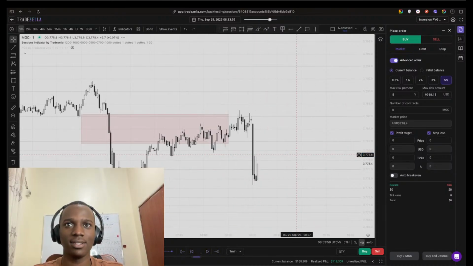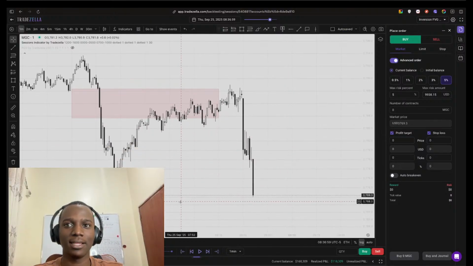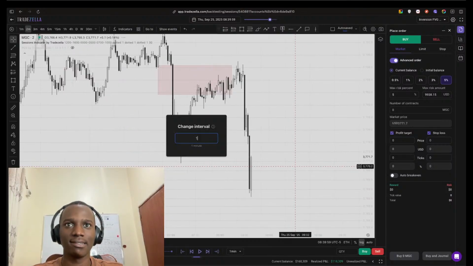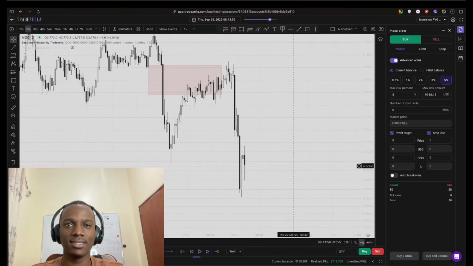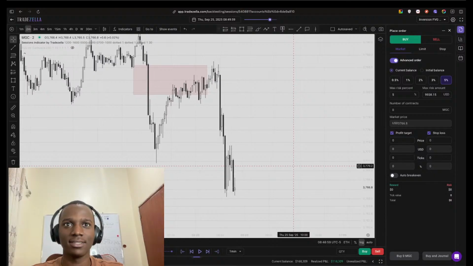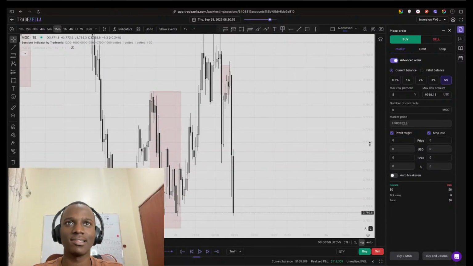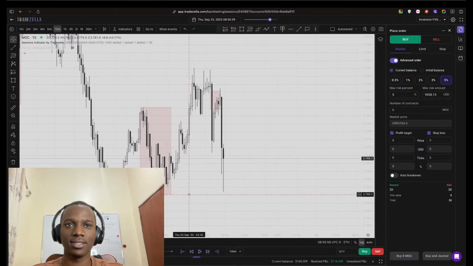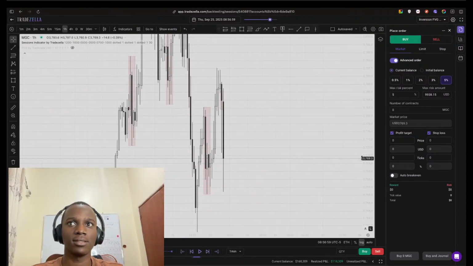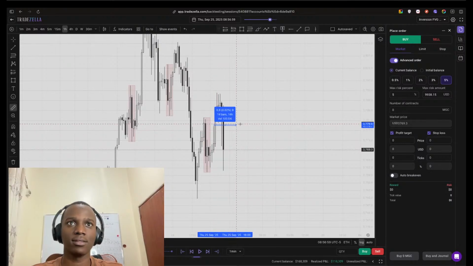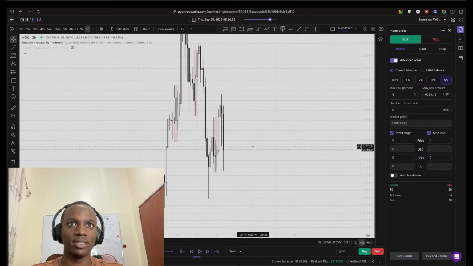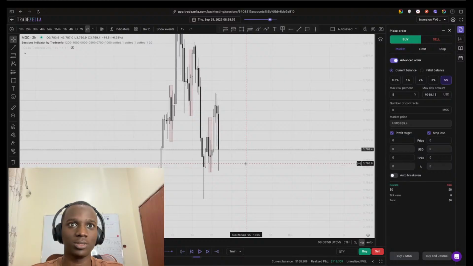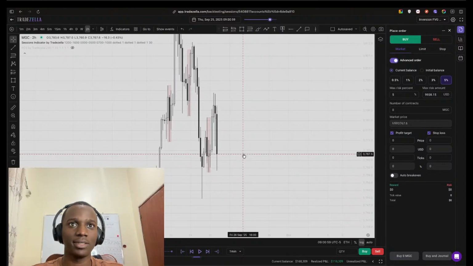Gap there. Okay, then we get a liquidity run. Looks like we're heading to these Asia lows. Okay, so it looks like we've inversed something here, but we might as well just close inside of this 2 hour.